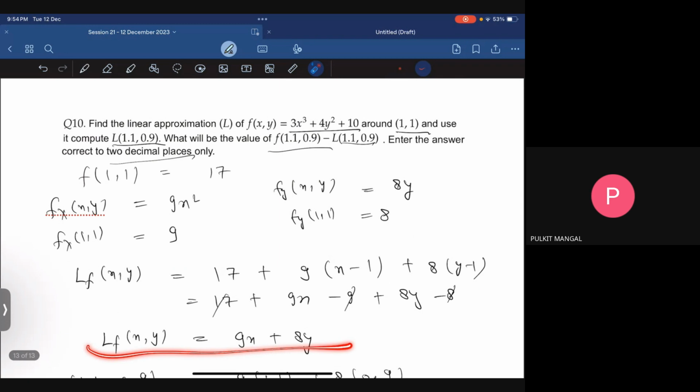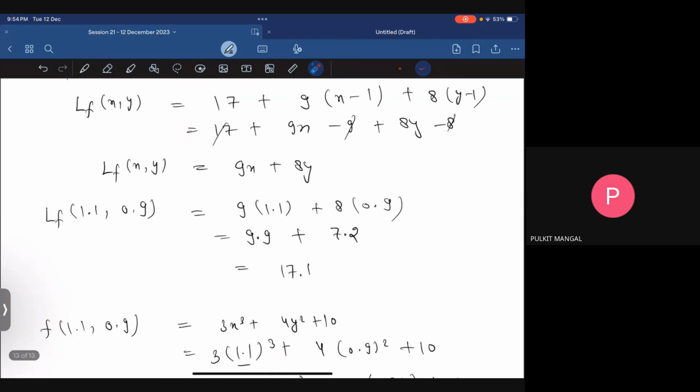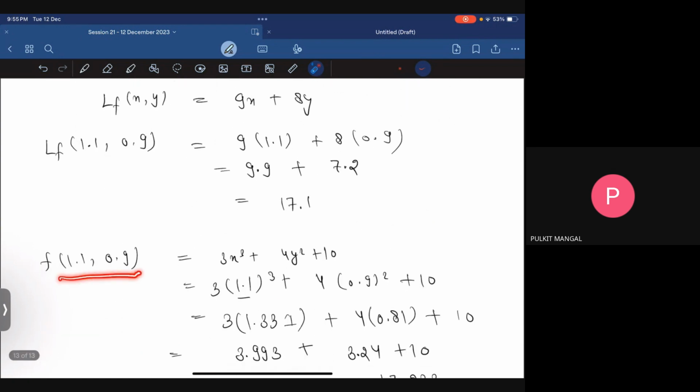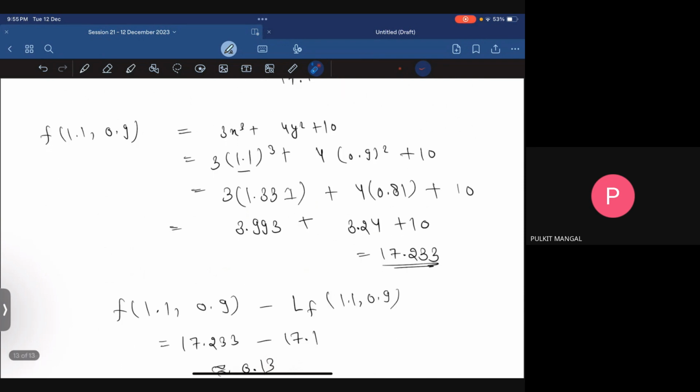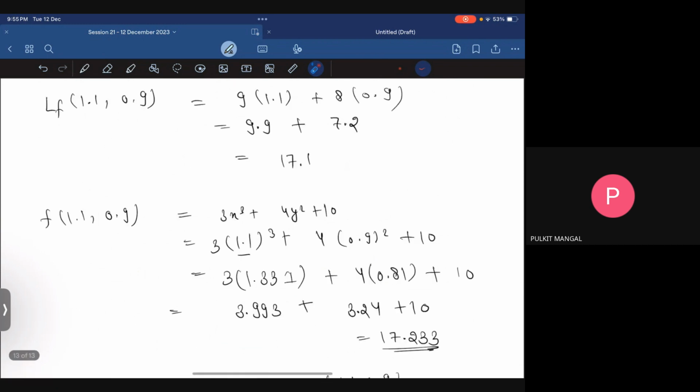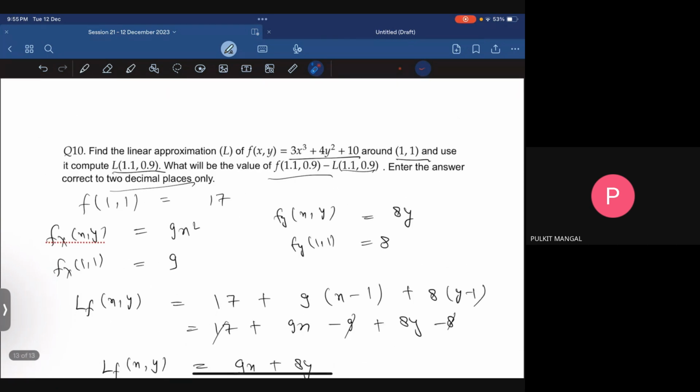We use this to compute the approximation at (1.1, 0.9). So let's put x equal to 1.1 and y equal to 0.9. We got this 17.1, and we calculate the function value at the point (1.1, 0.9). Let's put x equal to 1.1 and y equal to 0.9. So you'll get this. In the question, it is asking you to compute the difference of these two, so that will be approximately 0.13. Any doubt in this question?